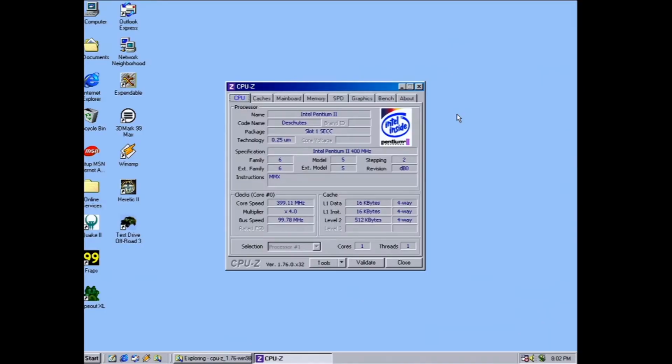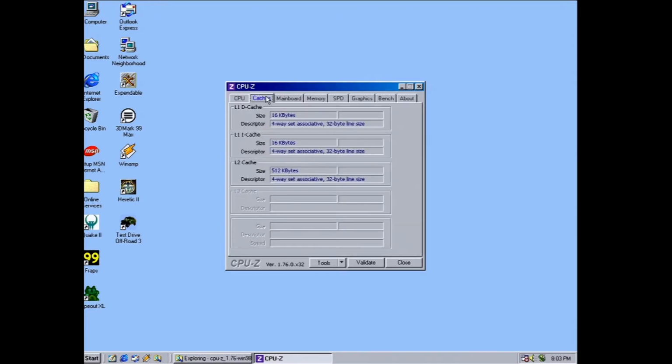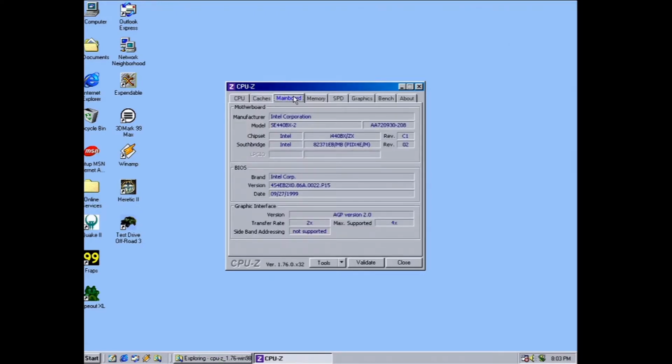Here we have the CPU details. We're using the Pentium 2 running on the Deschutes core at 400 MHz. We also have 16 kilobytes of level 1 cache and 512 kilobytes of level 2 cache. An interesting fact about the Pentium 2s is they were the first Intel chip to include the L2 cache on the processor card, which moves it closer to the processor, which is why the slot-based CPUs are so big.